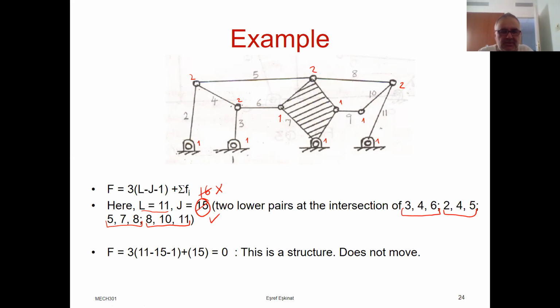In any case, each of them is a revolute joint. So the sigma fi is 15. So 3 times 11, the number of links, minus 1, minus 15. So you get what? 3 times 15 minus 15 plus 15 is a 0. So this is a structure which doesn't move at all. It has no degrees of freedom.